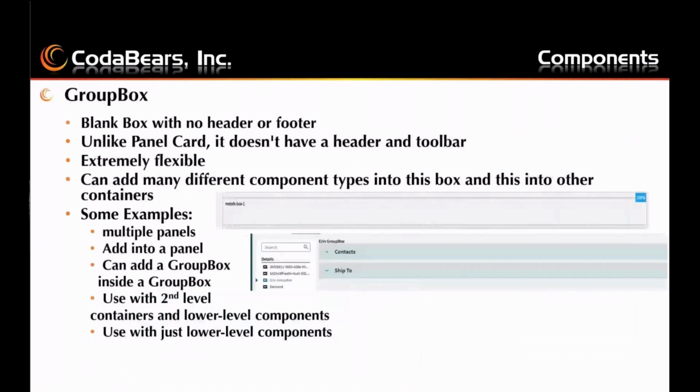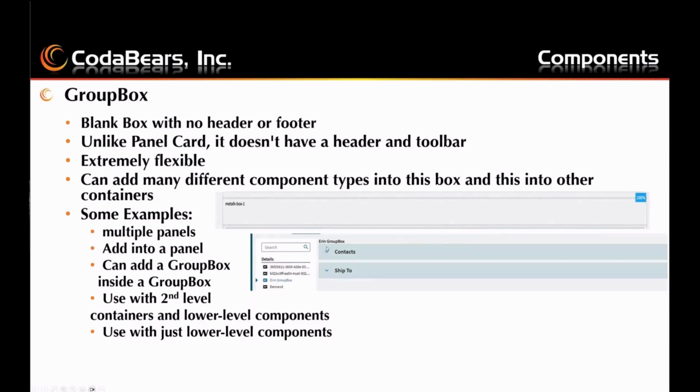Let's go to group box. So group boxes are very flexible. They're just a blank box you can see here. No header, no footer. You can add basically almost every single component type into this box or other containers. You can also add a group box inside of another container type, so inside of a panel card or inside of a group box. So you can put a group box inside of a group box inside of a group box if you just start feeling crazy. These are all certain things you can do with a group box.